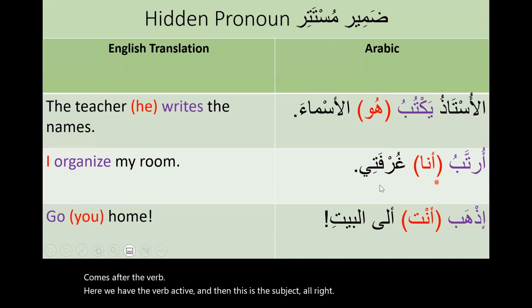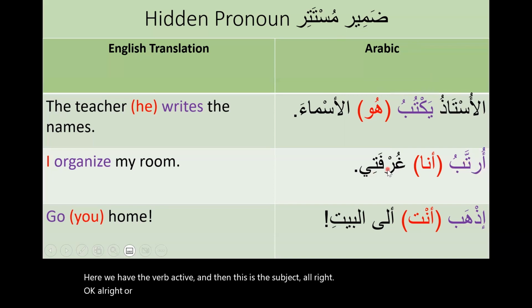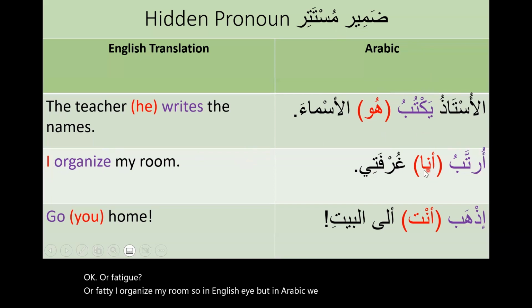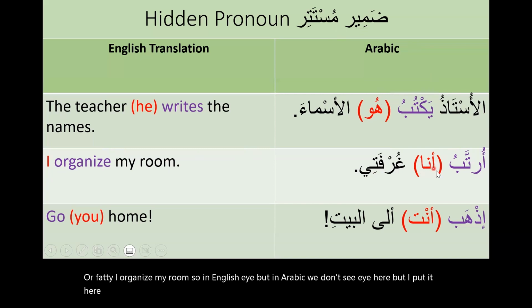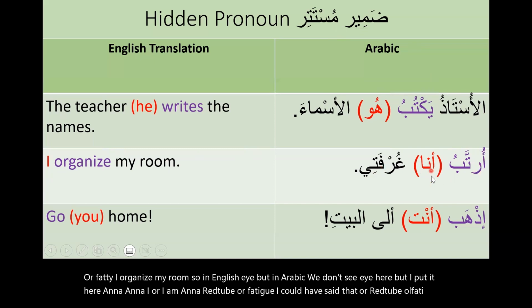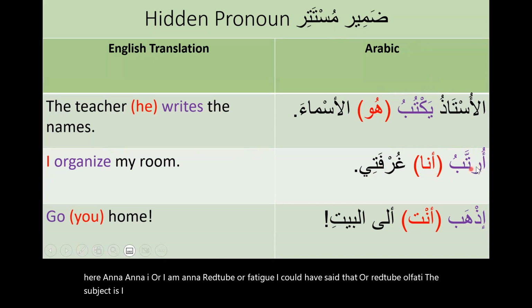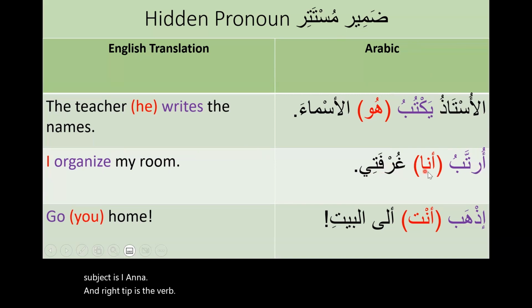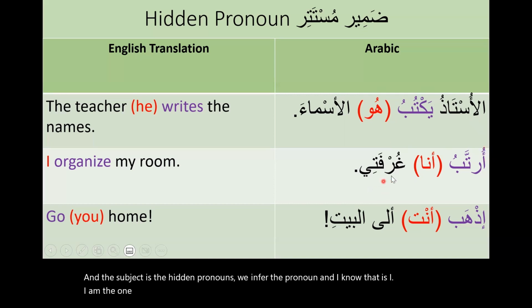Okay. أرتب غرفتي. I organize my room. So in English, you see I, but in Arabic, you don't see I here. But I put it here, أنا. أنا, I, or I am. أنا أرتب غرفتي. I could have said that. أرتب غرفتي, the subject is I, أنا, and أرتب is the verb, and the subject is the hidden pronoun. We infer the pronoun, and I know that is I. I am the one who is organizing the room, all right?